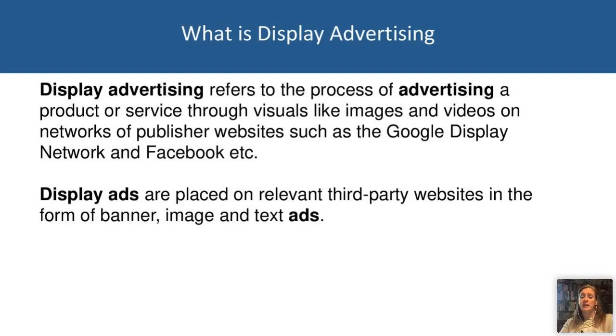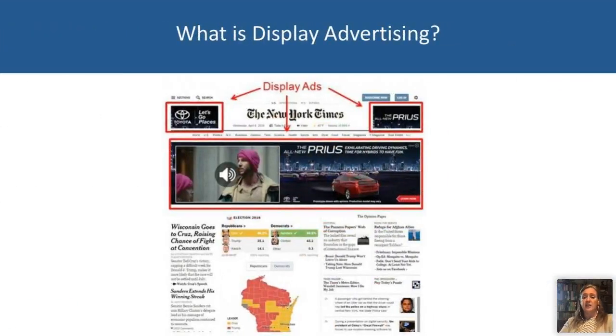If you think about it, display ads are placed on relevant third-party websites in the form of banner, image, and text ads. While you can put text ads on the Google Display Network, if you are going to be advertising on the Google Display Network, it's best to do it with visuals. That's what the opportunity is there. If you just want to use text ads, Google search by itself might be the better opportunity.